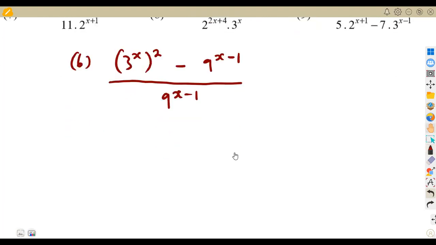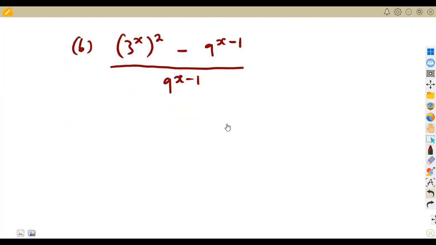Never be tempted in an exam, in your revisions, or in the activities you'll be given at school, to cancel these two by saying this one and this one are the same. Yes, they are the same, but we must do it in a proper way. Which is the proper way? Now we can see that I do not have anything common that I can factor out so far.